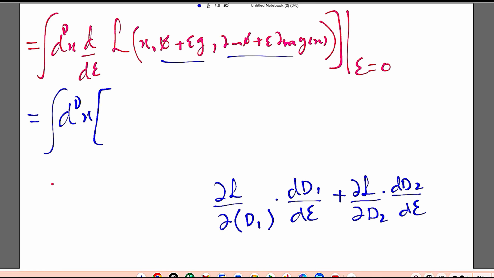That is the rule that we will be following. Okay, and based upon this rule, we'll write down everything. So let's do that. It's partial L by partial d1. Let's put the value of d1, which is phi plus Eg. And here L contains all these things.